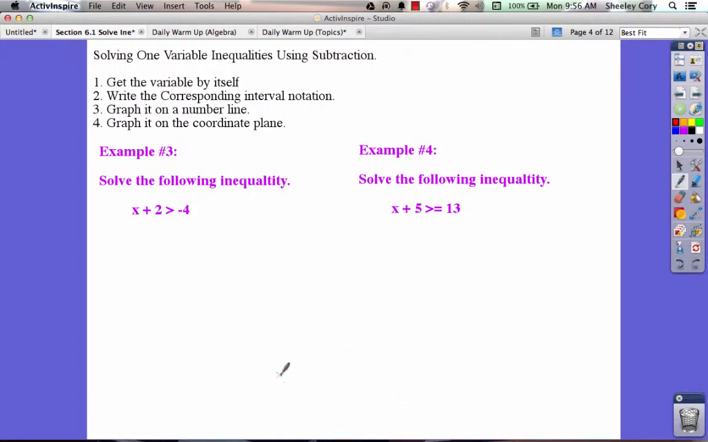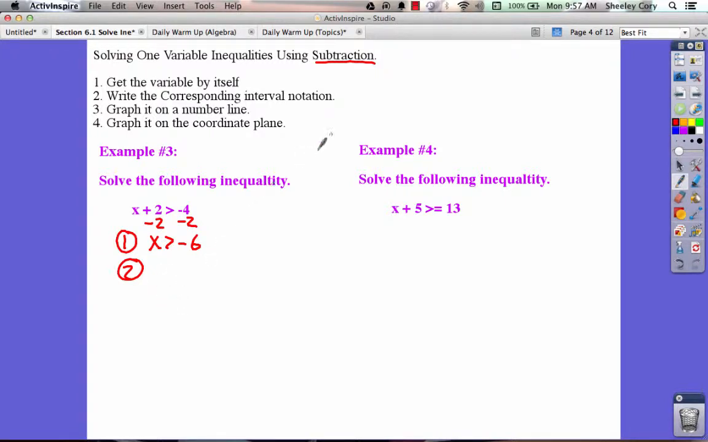Alright, now we're rolling, so I'm going to do the same thing, except now I'm going to use subtraction instead of addition. So the same steps apply. Step 1, I'm going to get the variable by itself, so x is greater than negative 6, minus 2 on each side. That's step 1. Step 2, I'm going to write the corresponding interval notation.